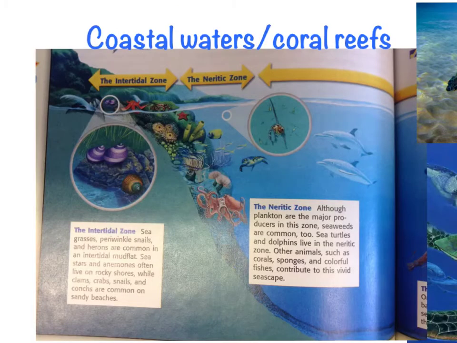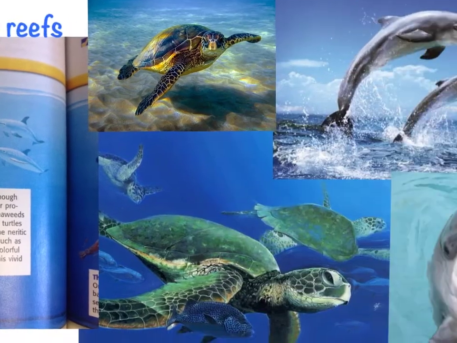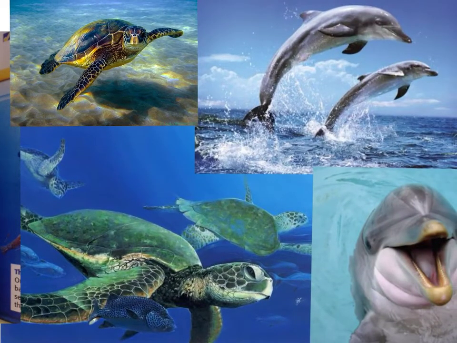Next is coastal waters and coral reefs. This is the part of the ocean that starts to slope downward, and the water is becoming deeper. Plankton are the major producers here, along with seaweed. And a couple of the major animals found here are dolphins and sea turtles.